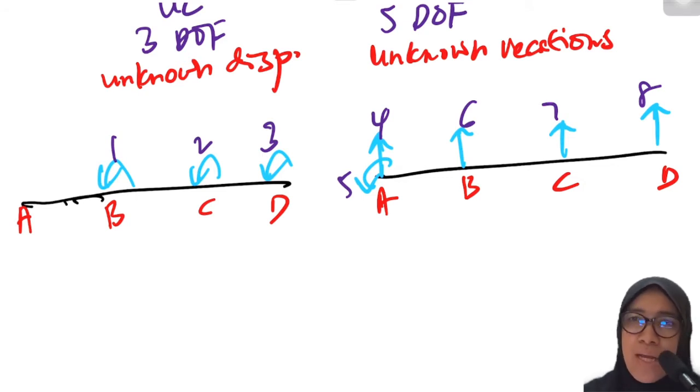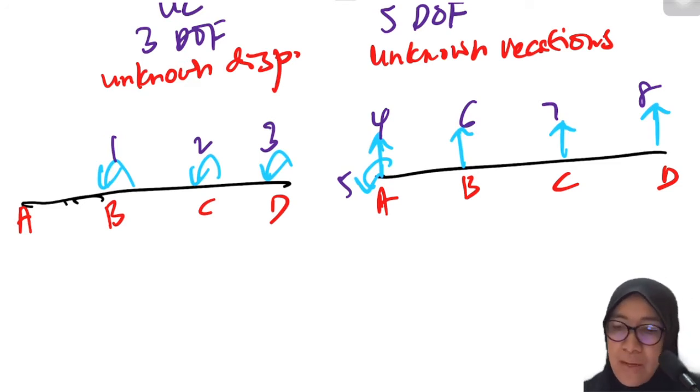So 1, 2, 3 represent unknown displacement. And 4, 5, 6, 7, 8, Q4, Q5, Q6, Q7, Q8 represent unknown reaction at the support.